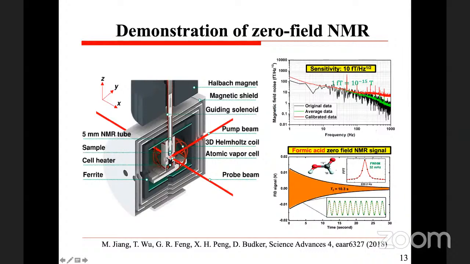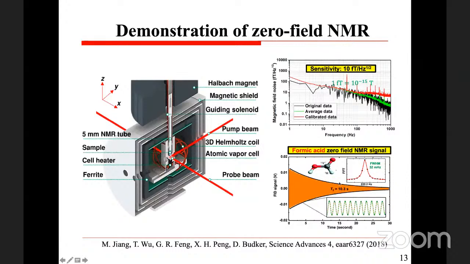So this figure is one example of a low frequency, low field NMR signal. The sample is formic acid, in which the carbon is labeled by carbon 13. What we measured is the J coupling between carbon and the proton spins. It has a typical oscillation frequency of about 222 hertz.